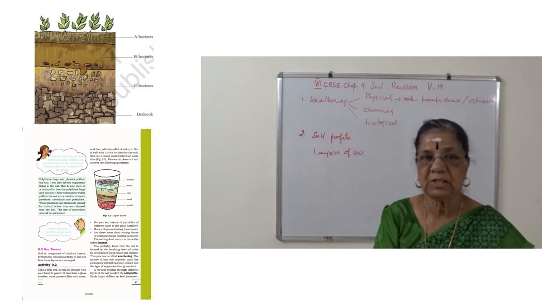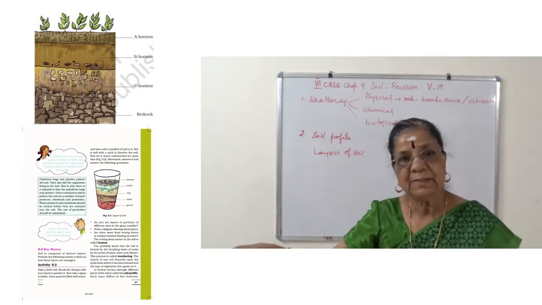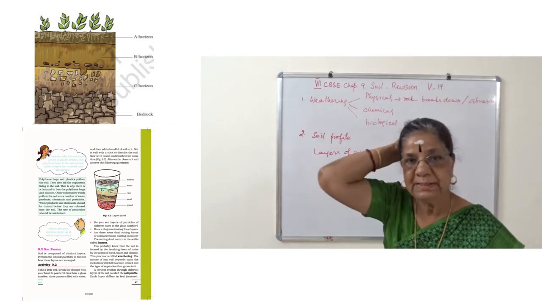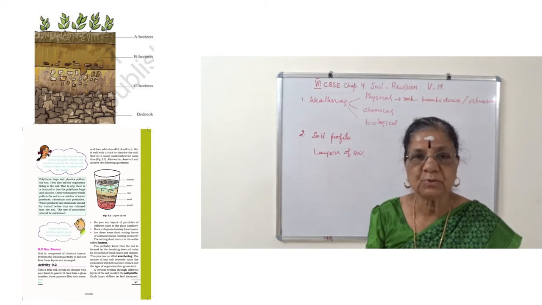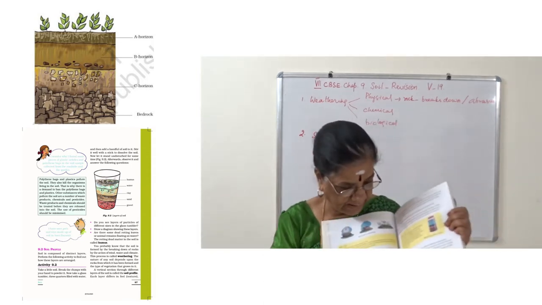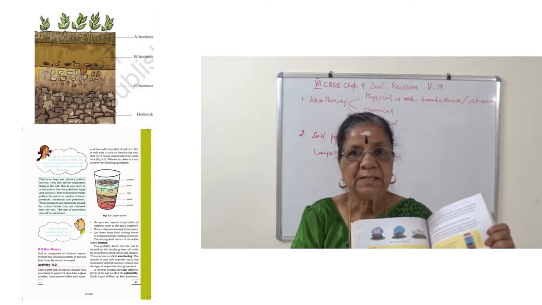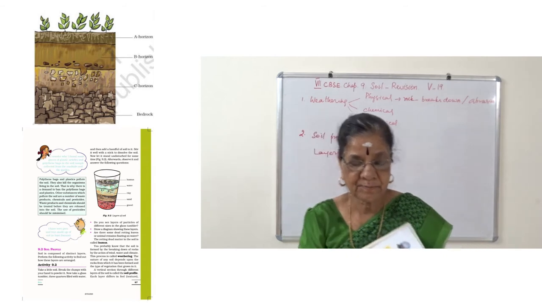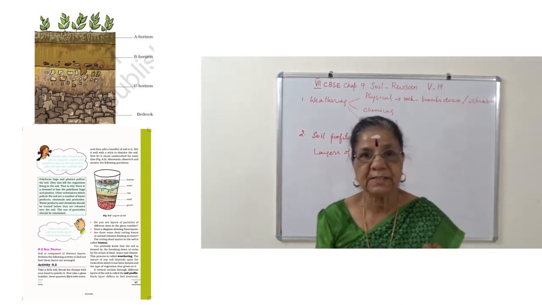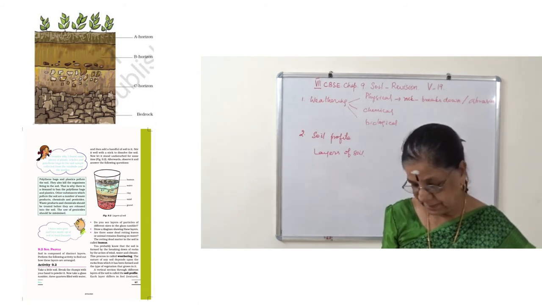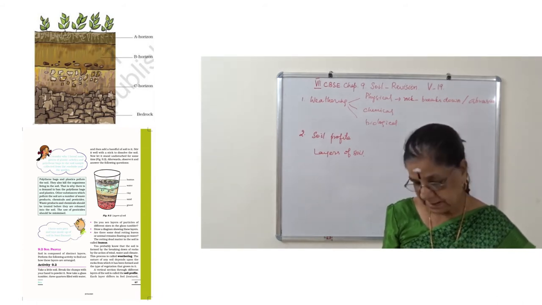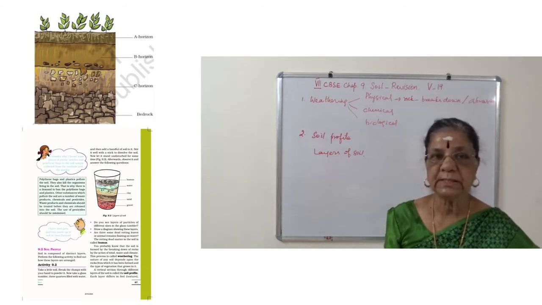Normally when we travel on roads, we see many buildings under construction. There we find layers of soil, and that is the soil profile. If you visit a construction site, the soil has been excavated, dug up, to make the foundation of a building, and we find different layers of soil. So a vertical section of the soil that shows its different layers is called a soil profile.